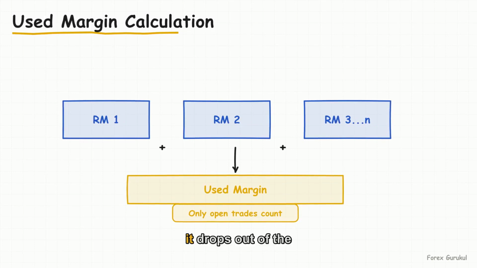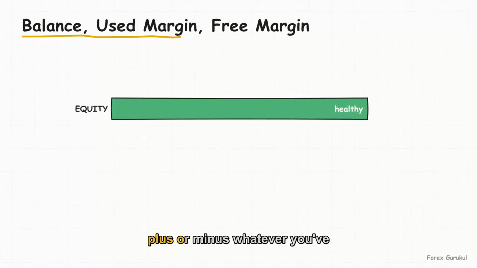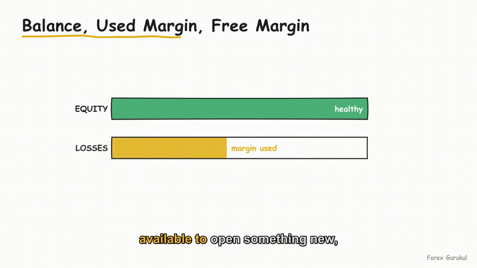If it's closed, it drops out of the sum completely the second you close it. Now, here's where Dave's confusion actually gets solved. Your account balance is the full pot of money you deposited, plus or minus whatever you've realized. Used margin is the slice of that pot currently locked across every open trade. Subtract one from the other, and you get what's actually available to open something new, your free margin. Balance minus used margin equals free margin.